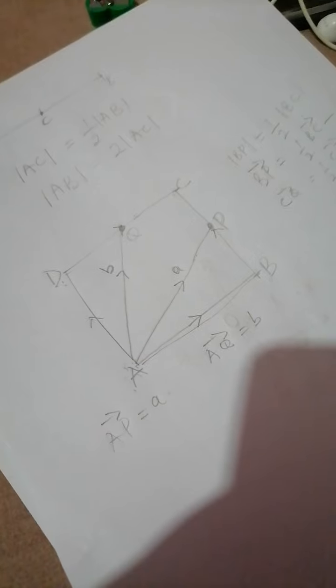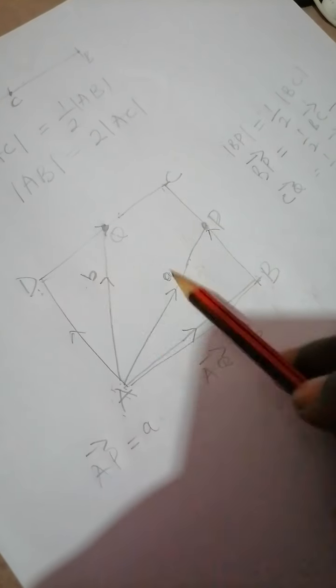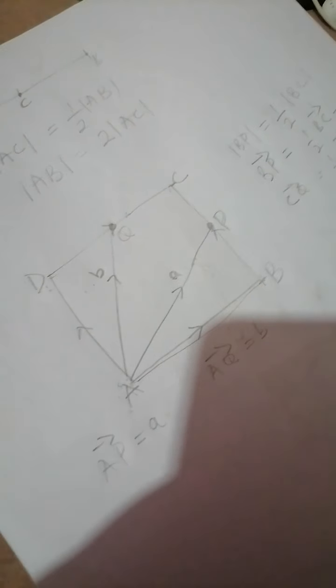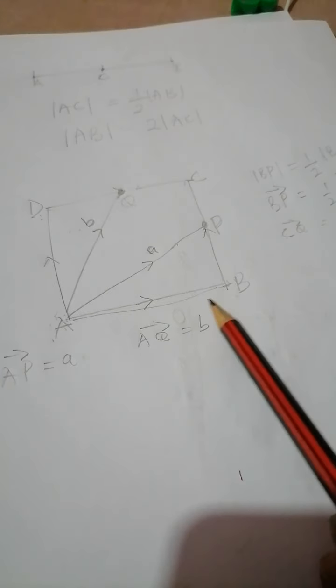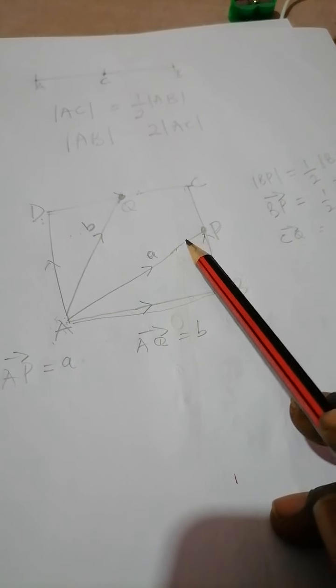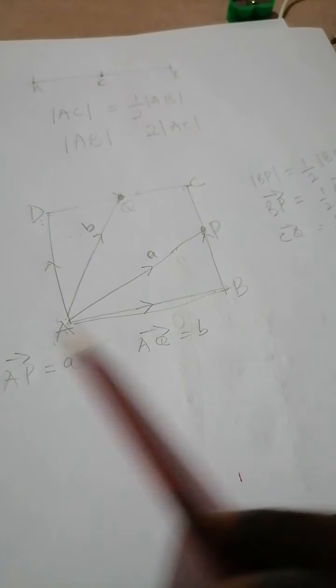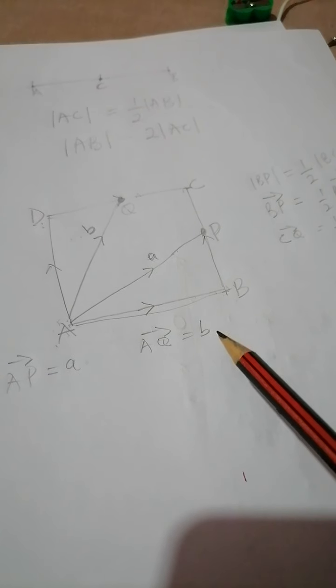Now the question is, what is AB? I'm looking for AB, but in terms of a and b. So what is vector AB? If you've watched the video, you realize that your vector AB is the same as AP plus PQ. So if I want AB, I can move from AP to PQ.